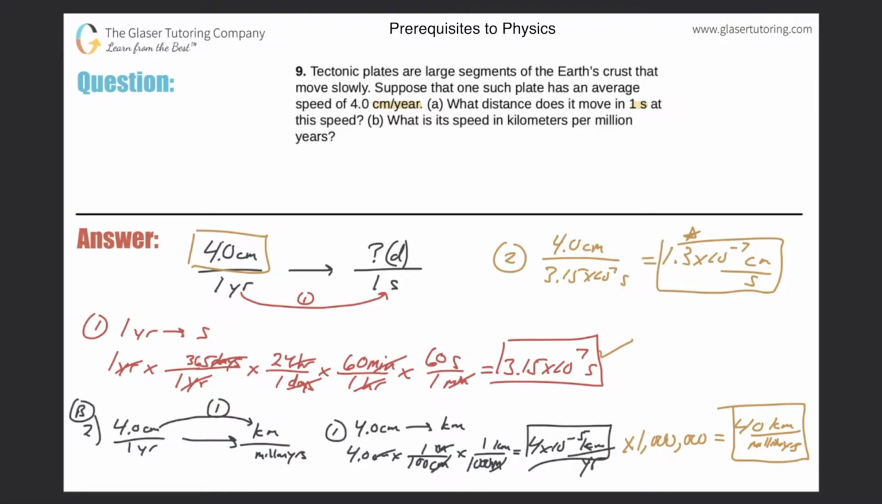And this should make intuitive sense, right? Going back, just double checking: if it travels 4 centimeters in a single year, then over 1,000,000 years, which is a long time, it should travel about 40 kilometers. It does make intuitive sense. So we're on the right track.